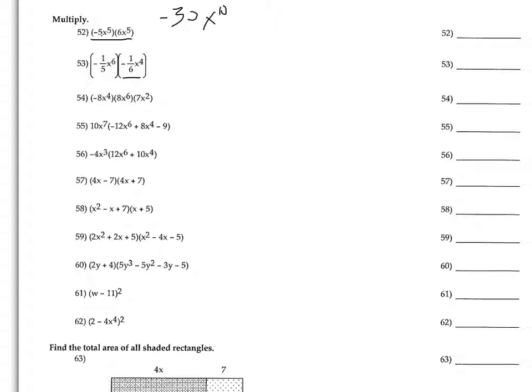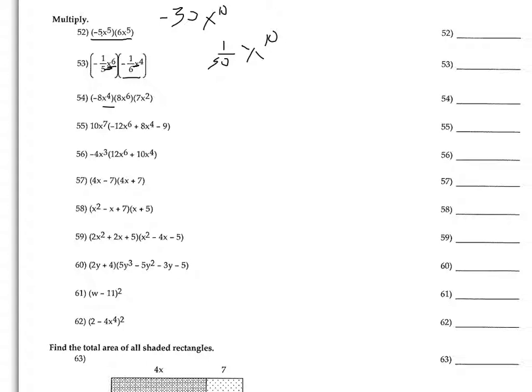When we multiply these, we have negative 1/5 times negative 1/6. We're multiplying fractions. We multiply straight across. That's going to be a positive 1/30th. And then our x to the 6th times x to the 4th, multiplying like bases. So that's going to be x to the 10th. So adding those.